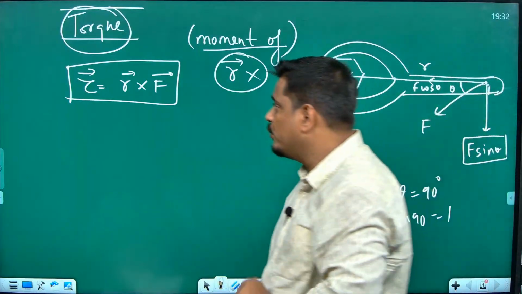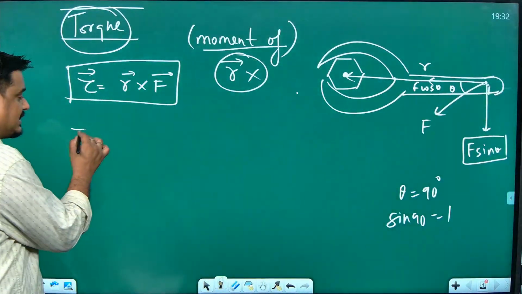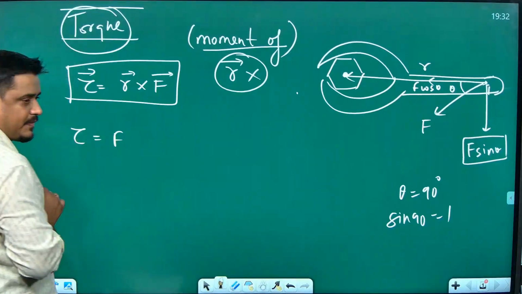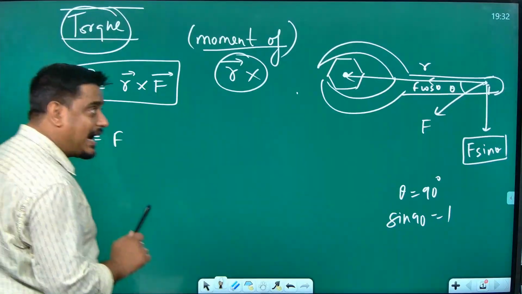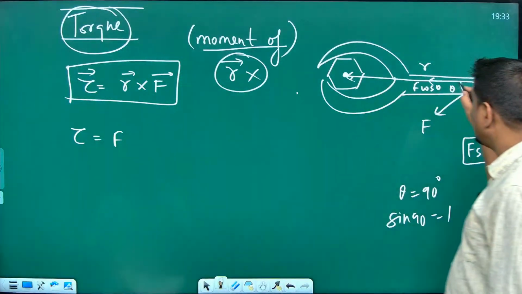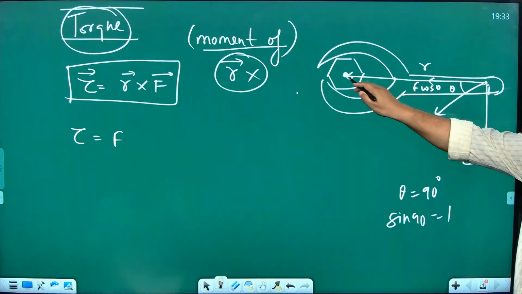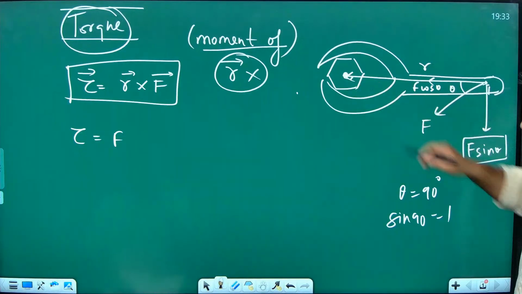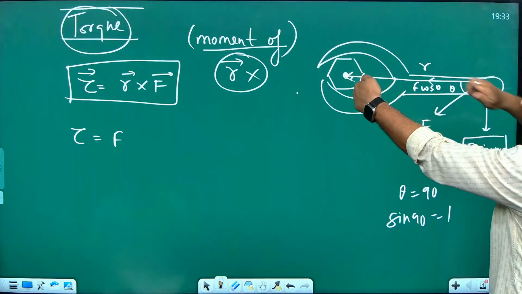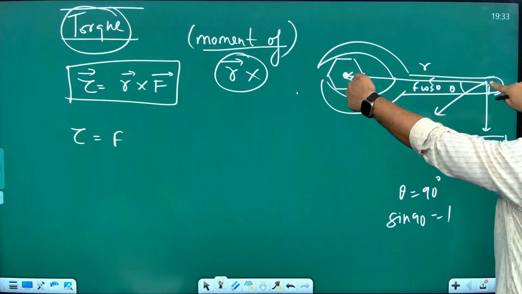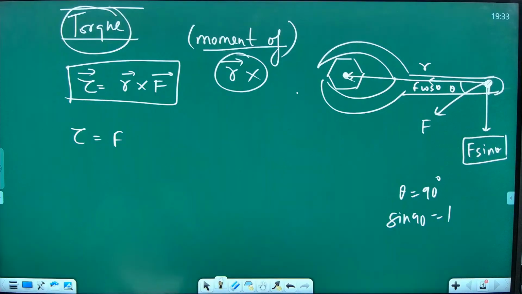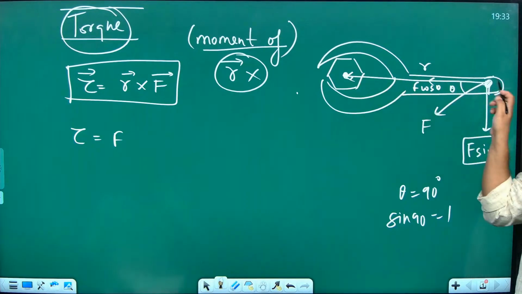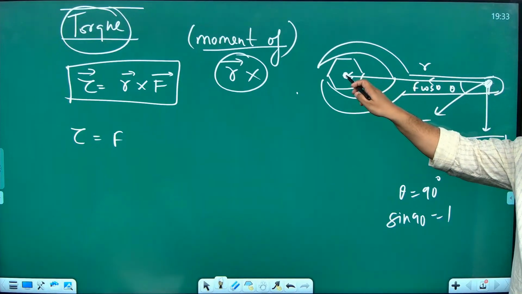Second thing I have told you, torque is defined as the cross product of what two things? Force and perpendicular distance of the force from the axis of rotation. Are you getting the point? So this is the axis of rotation. From here I go a perpendicular distance away, to the point where I am applying the force. That is known as R. So R is the distance of the force from the axis of rotation.